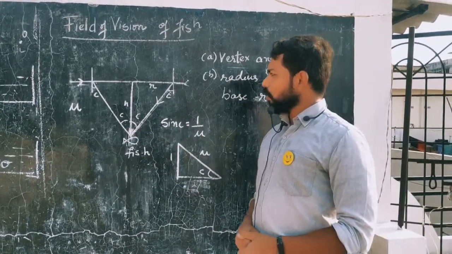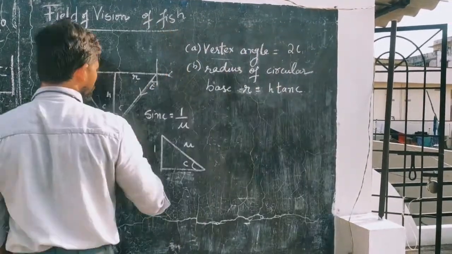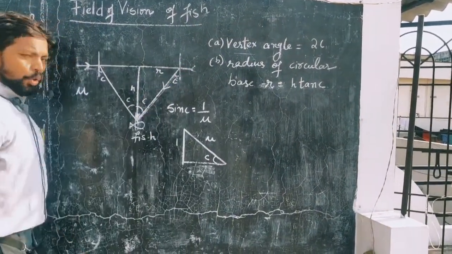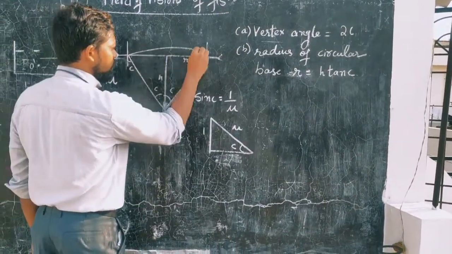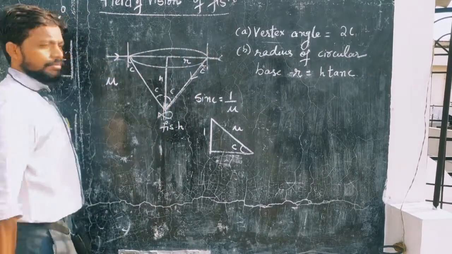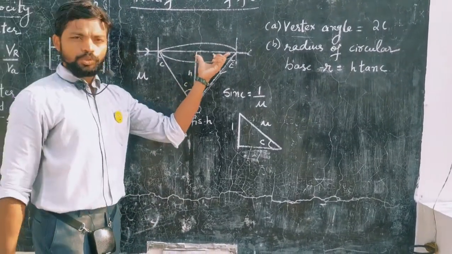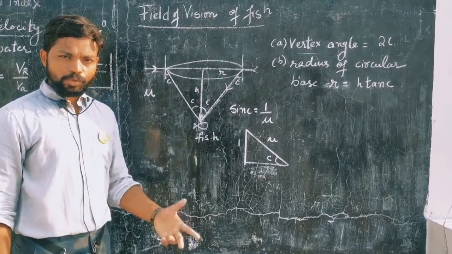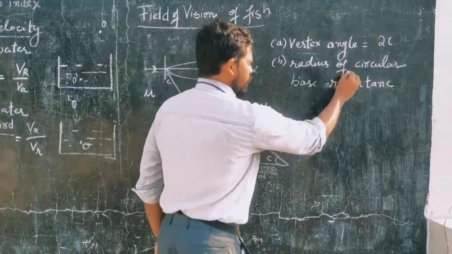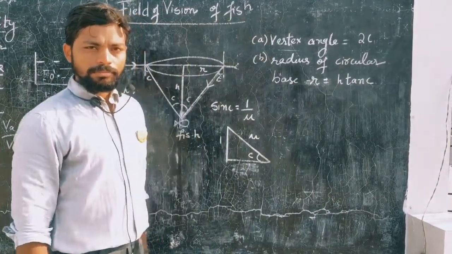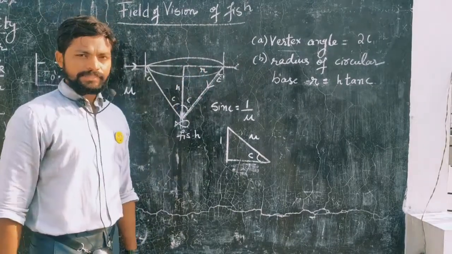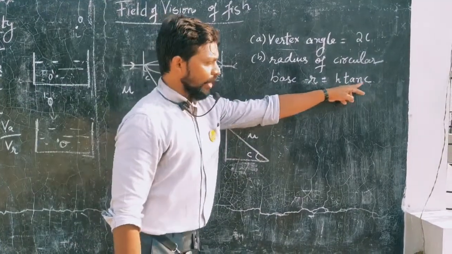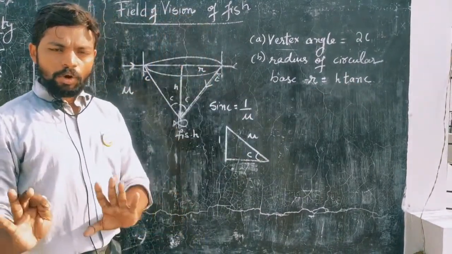And we can also derive a relation. Since this is a cone, there will be a base which is circular and it will have some radius also, so we can find out that radius also. So the radius of the circular base of the cone formed on the water surface is R equal to H tan C. How did I get this relation?